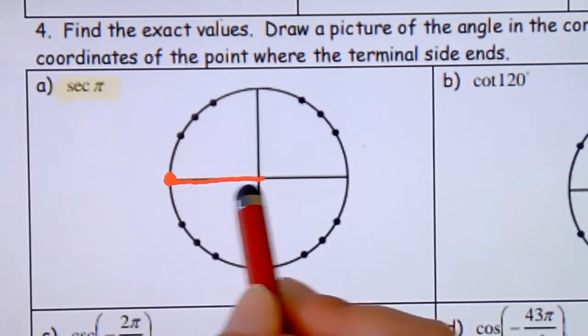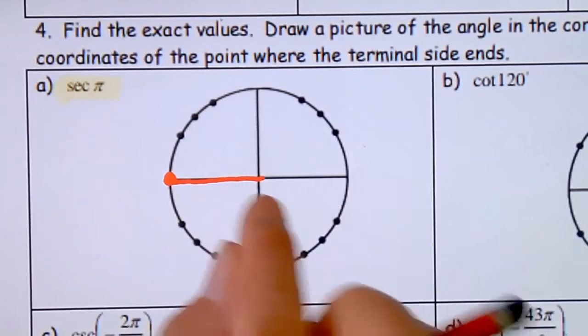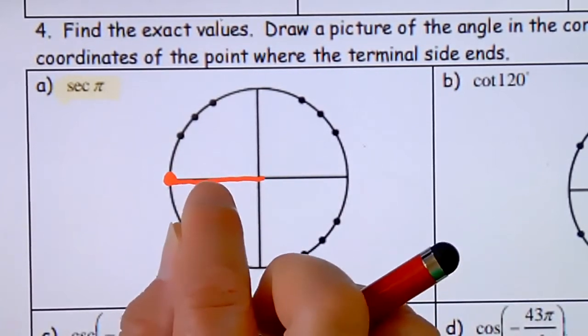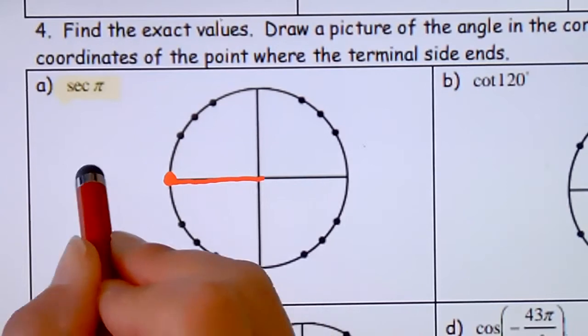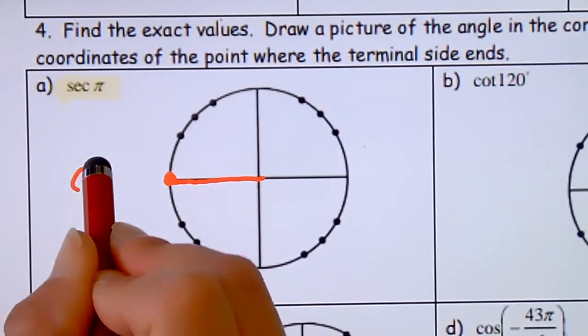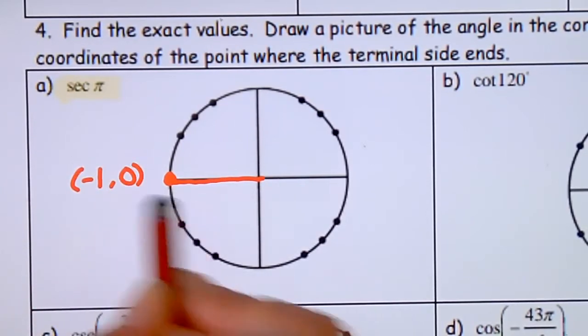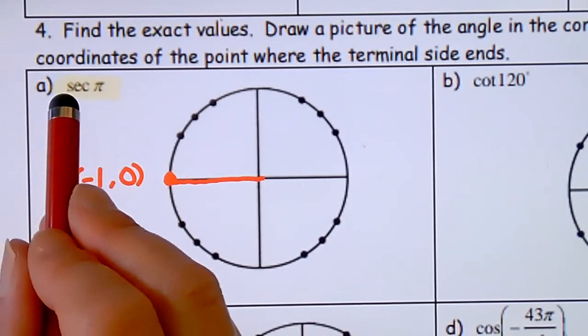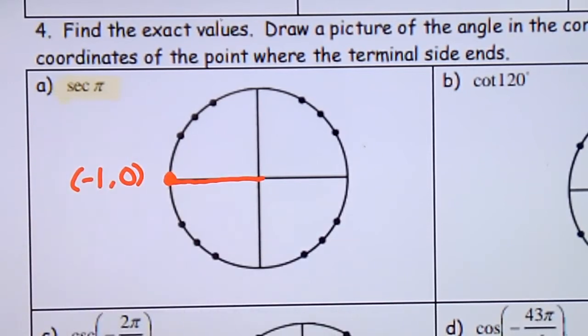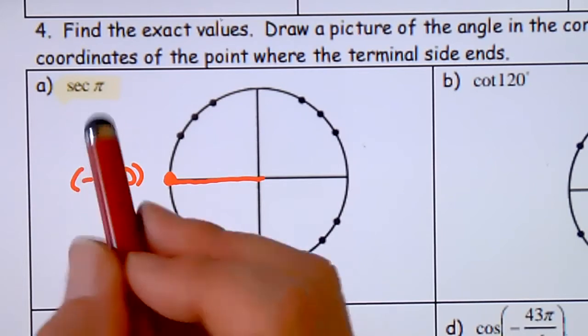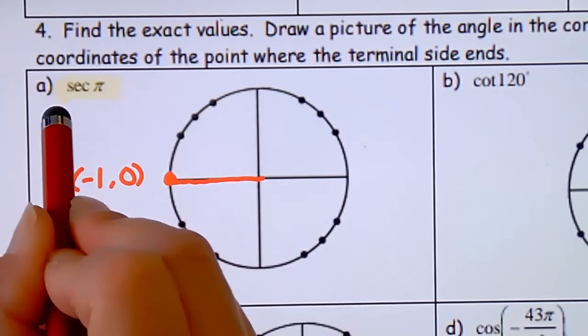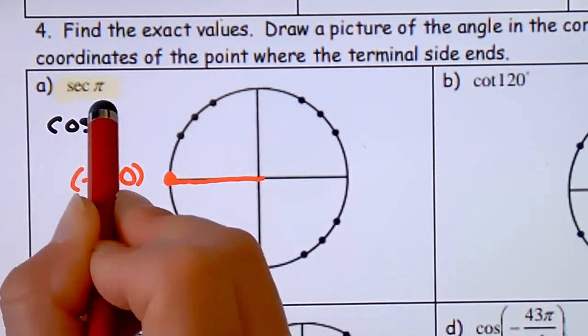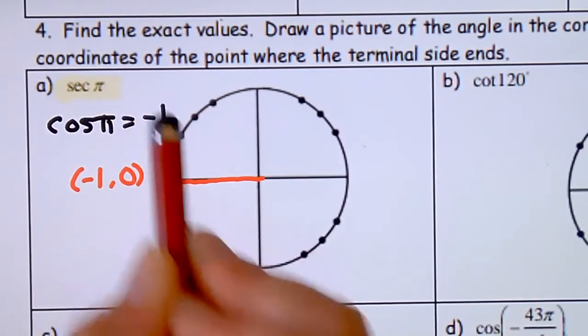I'm not going to draw a triangle at all. Sometimes some people try and draw triangles. There's no triangle to draw here because we always draw to the x-axis, and I'm on the x-axis. And the coordinates of this point are negative 1, 0. Okay, I want to see that. Now, secant. Remember, secant is the reciprocal of cosine. Okay, so cosine of pi would have been negative 1.